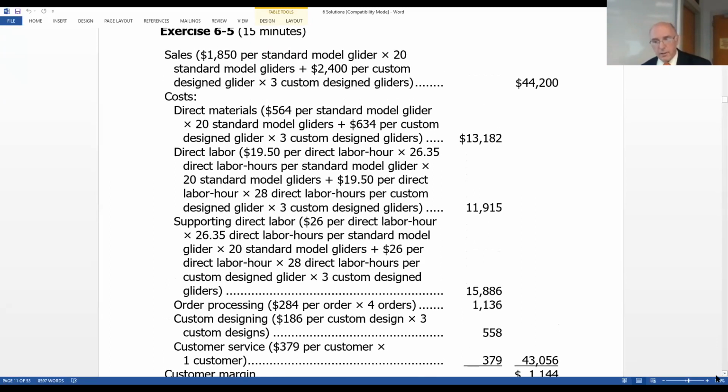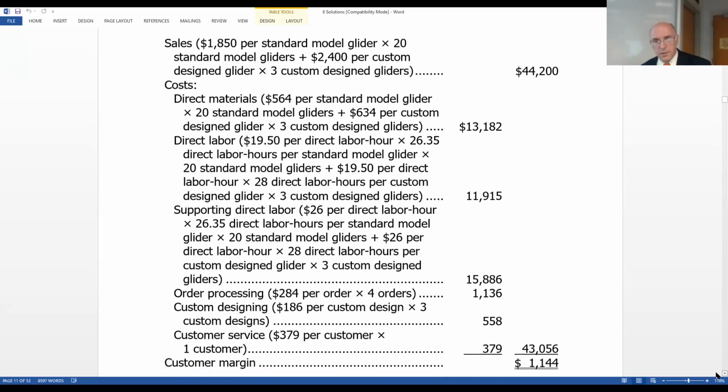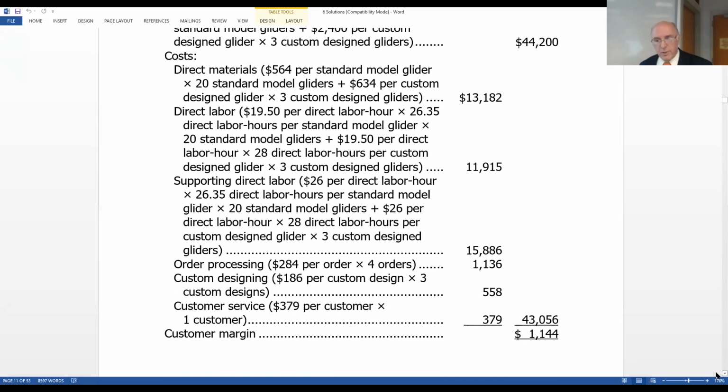I can get it all on the screen here, I guess. So 1,144 divided by 44,200. I did this in my office this afternoon because I had nothing better to do. Comes out to be 2.6%. Is that good or bad? Oh, if the industry average is 1%, that's fantastic. If the industry average is 10%, not so good. So they made 2.6%. 1,144 divided by 44,200 is 2.6%.